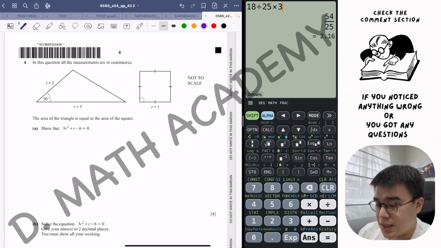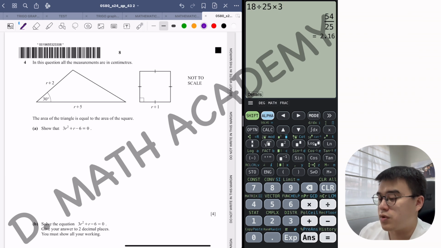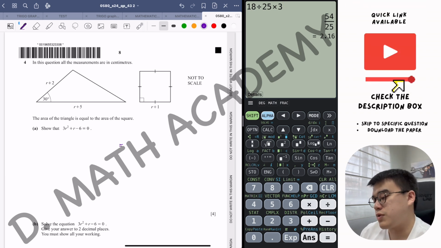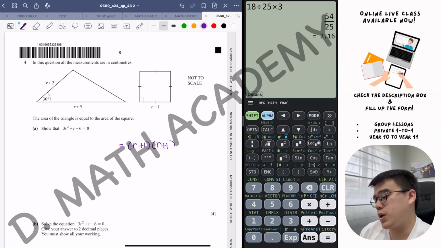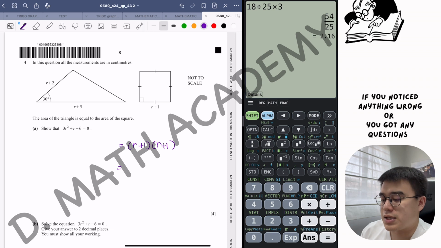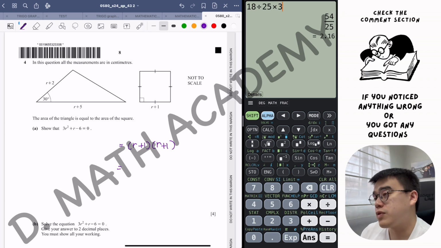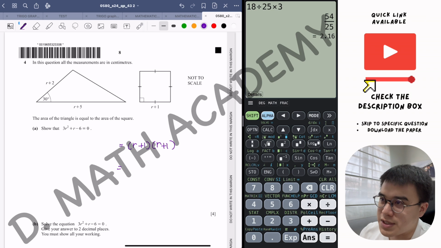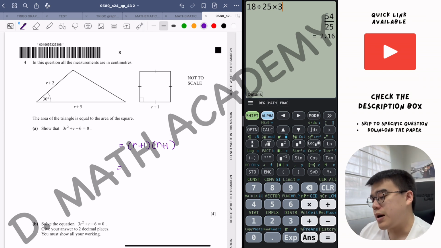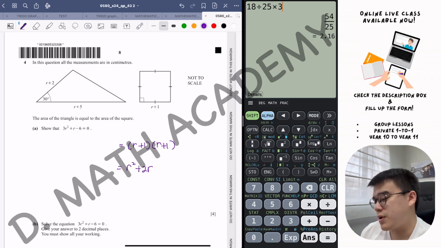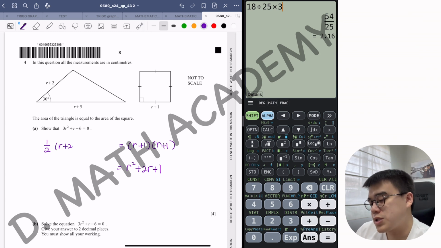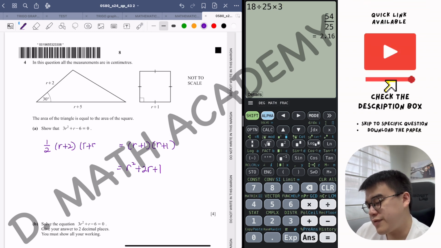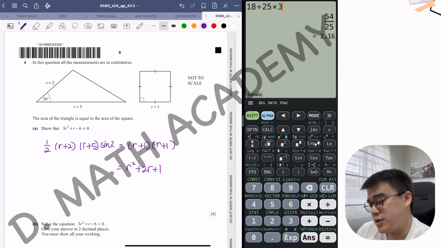The area of the triangle is equal to the area of the square. The area of the square is relatively easy because it's just r plus 1 multiplied by r plus 1. Some students prefer to write it as r plus 1 squared, but I prefer to split them up so that I won't make the mistake of just squaring the things inside. Manual expansion is needed, and you will get these results here. For the first part, you're supposed to use half ab sine C, where you have r plus 2, r plus 5 with a sine of 30 degrees.